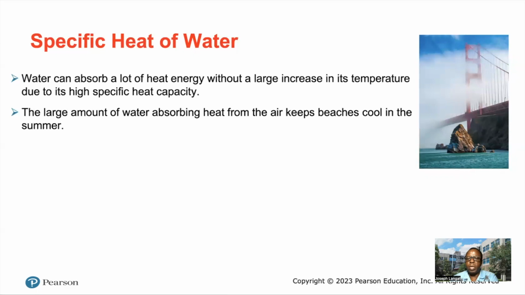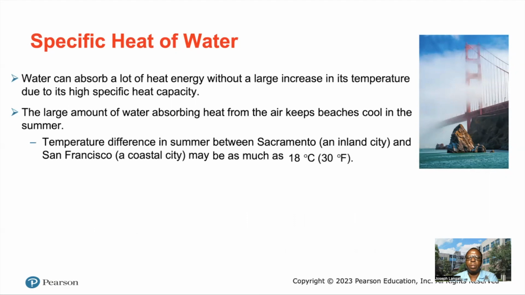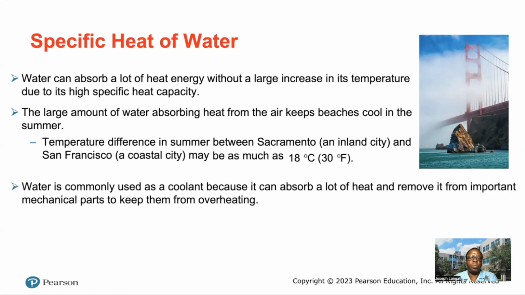Just remember to tell your friends and remind them that you learned in chemistry class why it is cool by the beach. It's because of what? Because of the high specific heat for H2O. This is a San Francisco illustration. Look at this. Sacramento, which is inland, and San Francisco may differ by as much as about 20 degrees. Wow, that's a big difference, right?